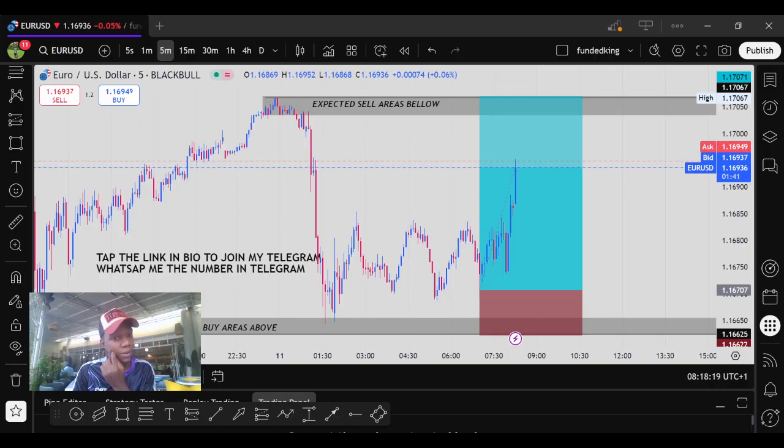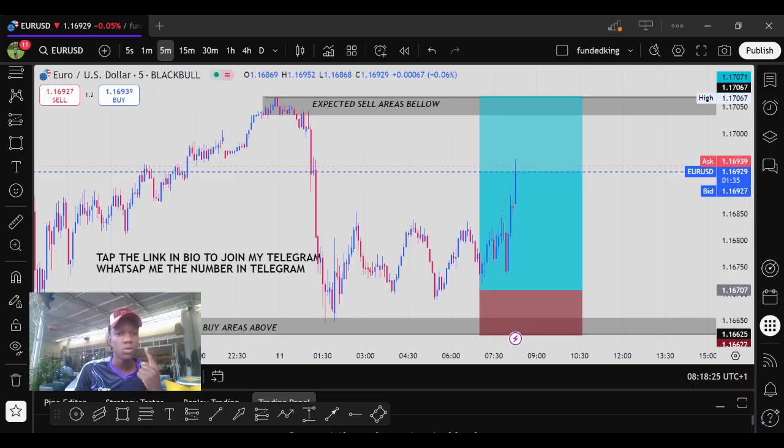Exactly, that's what I was saying. With the one lot size on Euro USD, 100 pips, you are making $10,000. But with the one lot size on gold, with 100 pips, you are just making only $1,000. In simple terms, it serves more money per pip.